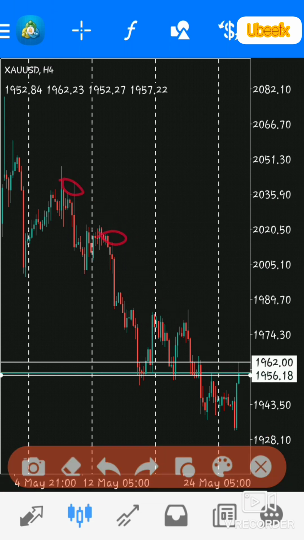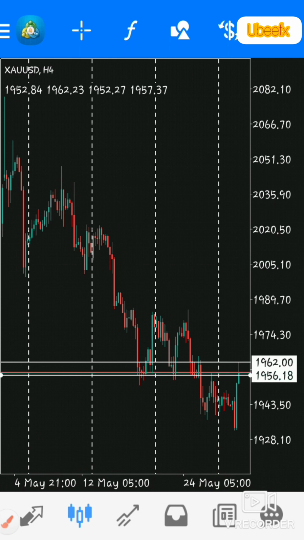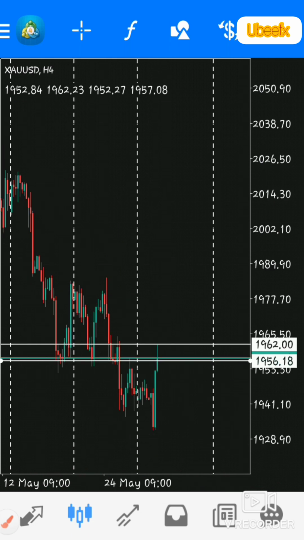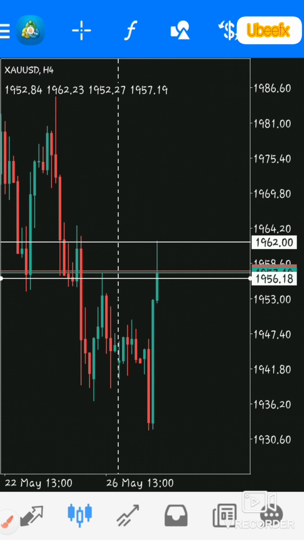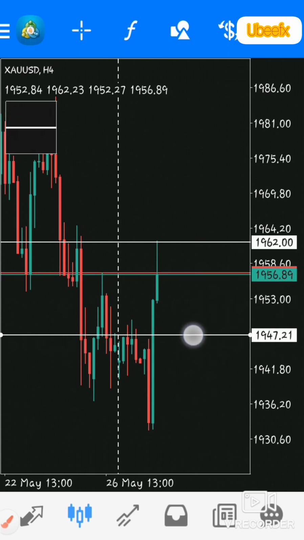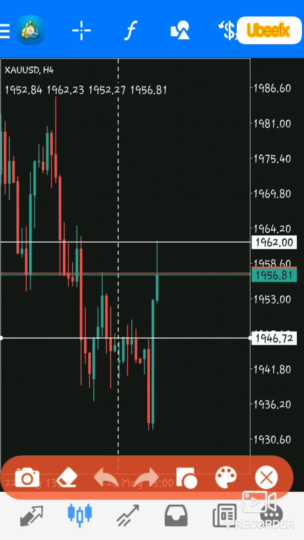After knowing that gold is in a downward trend movement, I was now looking to short the market once price gets to the resistance level. All right, so here my first point was this zone. Gold didn't respect that zone. Gold came up and broke that zone.